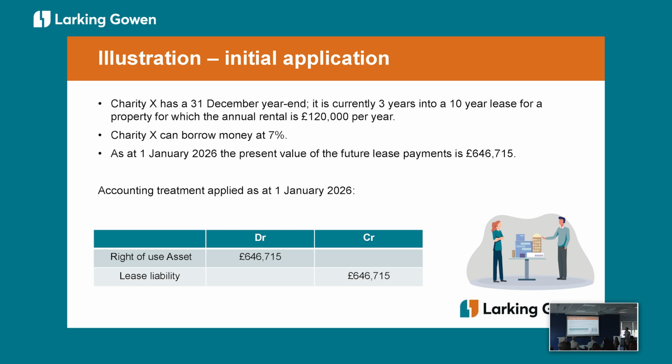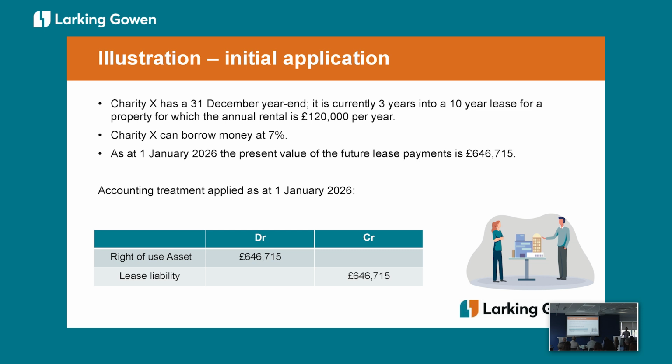So they've got a lease. The lease is 10 years old with 3 years into that lease. We've got 7 years left, and we are paying an annual rent of £120,000. And we know our borrowing rate, so we can borrow at 7%. So on the first day, on the 1st of January 2026, we have to calculate the present value of those future payments. On transition, you ignore the past.